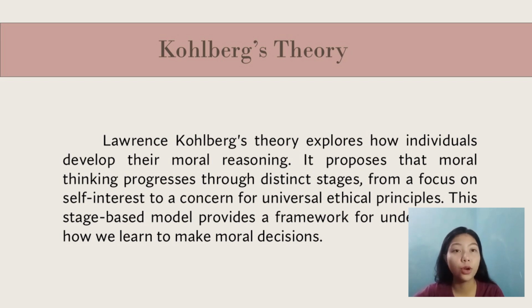So first, what is Lawrence Kohlberg's theory? Kohlberg's theory focuses on how individuals develop their moral reasoning over time. He proposed that moral thinking evolves through a series of distinct stages, each representing a different level of moral understanding. Initially, moral reasoning is centered on self-interest, but as individuals mature, they begin to consider broader ethical principles that apply universally. So, Kohlberg's stage-based model offers valuable insight into the process of moral development, illustrating how people transition from making decisions based on personal gain to considering the rights and needs of others. This framework helps us understand the complexity of how we learn to make moral decisions throughout our lives.